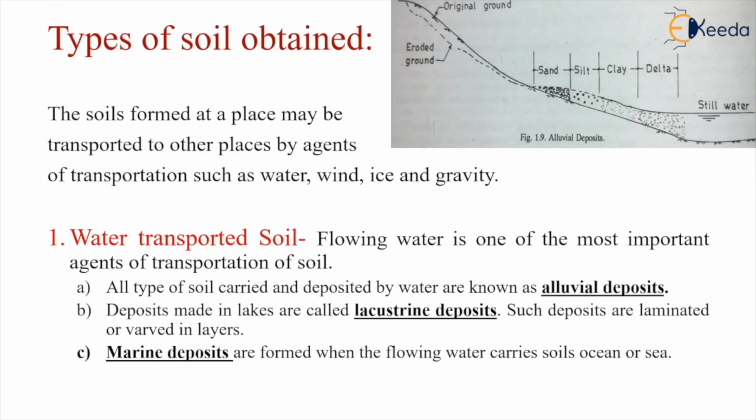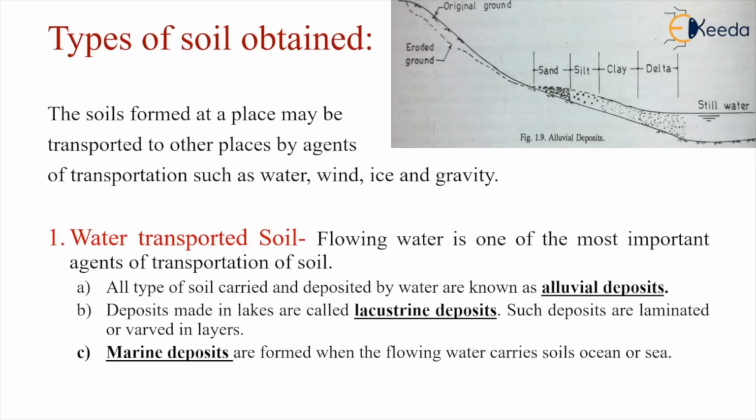Coming to the types of soils obtained. During this natural process, many types of soils are obtained. The soils generally formed at a place get transported to other places by agents of transportation. We already discussed what the agents of transportation are: gravity, water, wind, ice and gravity. You can see the original ground level is higher than the eroded ground, so that volume of soil will get displaced from one place to another.